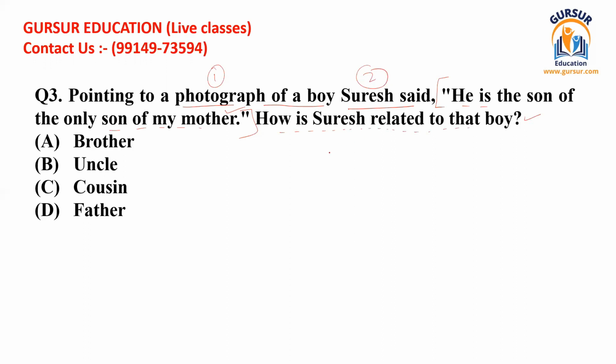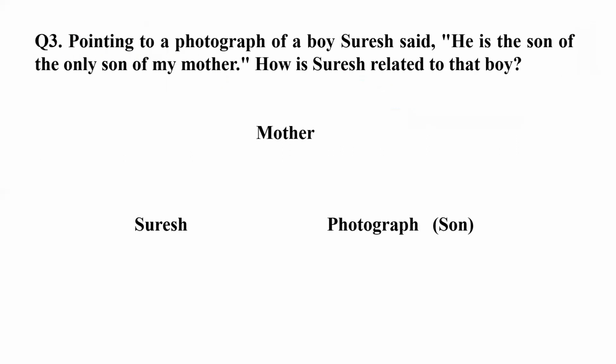Now we have to make the relationship map of this question, and find how Suresh is related to that boy. First of all, you have to write about all the parties. Now I am going to tell you in an elaborated manner. Pointing to a photograph of a boy, Suresh said. So Suresh is the party who is saying something. That is why we have written the name of Suresh on the left hand side. The photograph is the second party. This is why we have written the photograph on the right hand side.